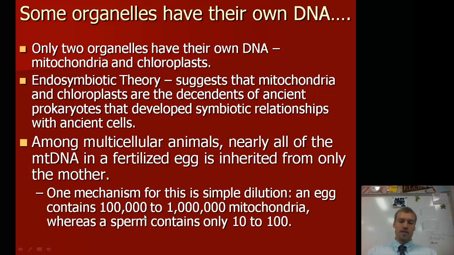So yeah, that was the simple dilution. An egg cell contains 100,000 to a million mitochondria. A sperm cell only contains 10 to 100. So most of that is going to be coming from the egg cell, which is going to be coming from the mother.